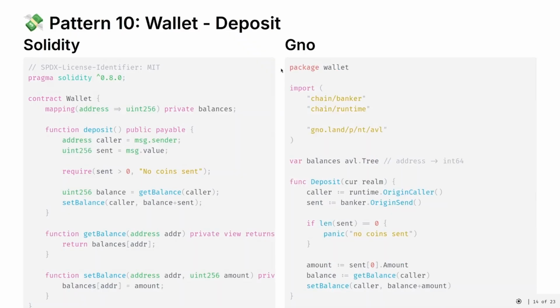All the next patterns are going to be a bit more complicated, so take your time to check out the code. This function lets you deposit some money in a contract. In Solidity, you will just get the value of msg.value and you will just update the balance.